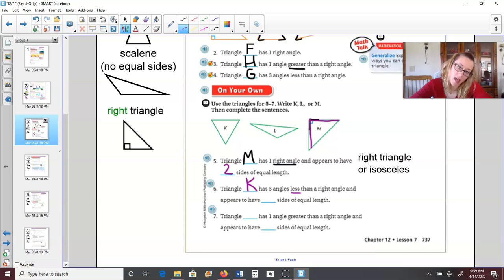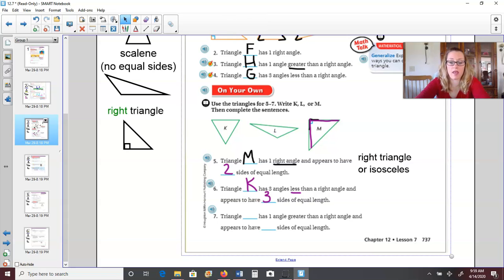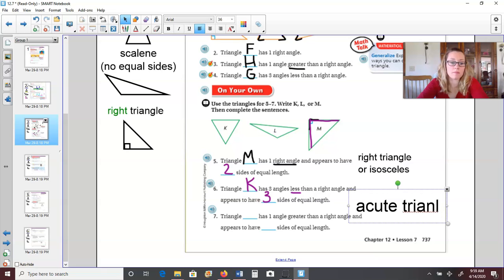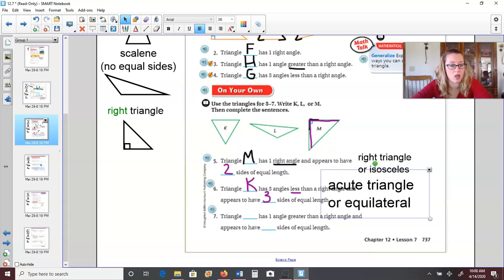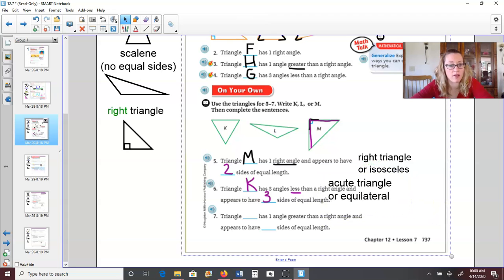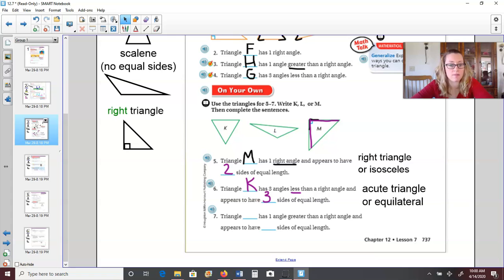Looking at all the sides, all 3 of them are the same length. So we could call this triangle an acute triangle, or because it has all equal sides, it is an equilateral triangle. Oops, I forgot the U. Okay, so it has 2 different names also, one based on the angles it has and the other name based on its sides. And number 7, which triangle has one angle greater than a right angle?